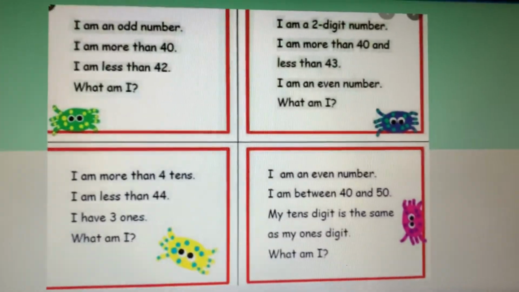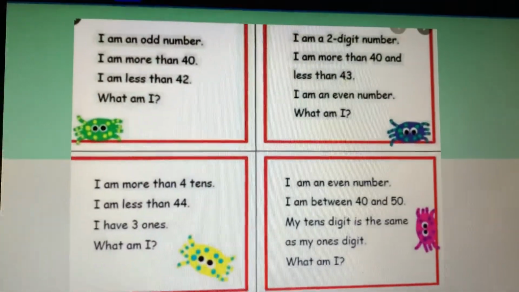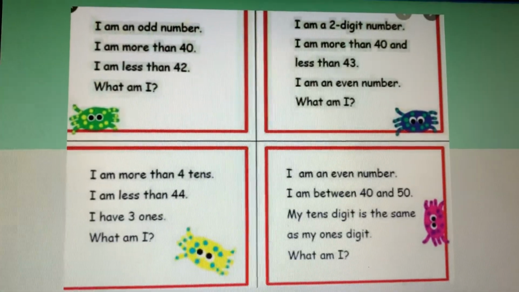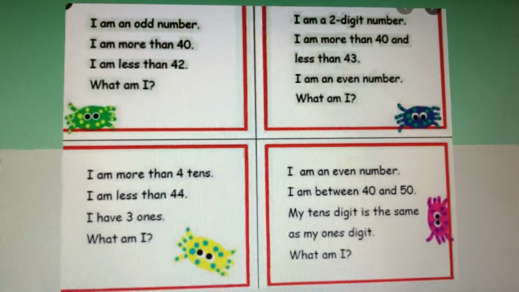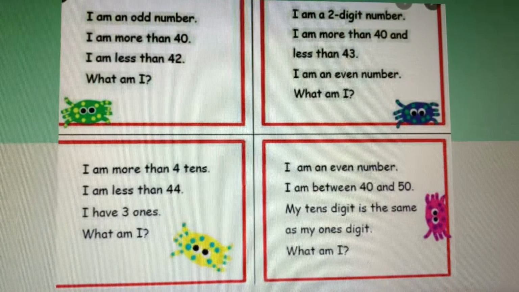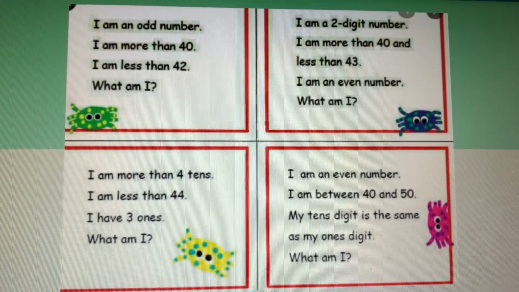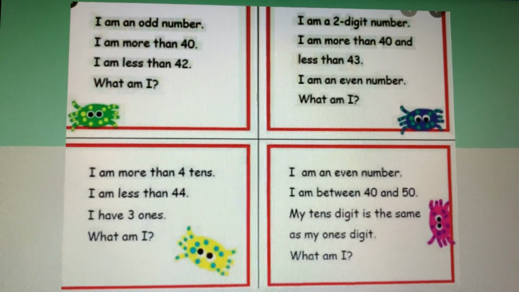And then your last one, this will refresh your brain a little bit on our evens and odds. So I'm an odd number. I'm more than 40. I'm less than 42. What am I? I'm a 2-digit number. I'm more than 40 and less than 43. I'm an even number. What am I?